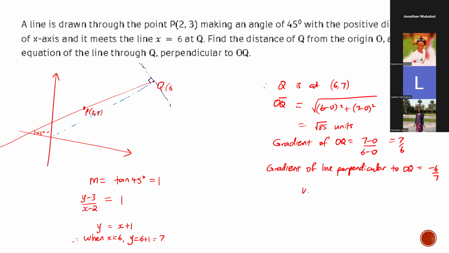So again, we can use (y minus y naught) over (x minus x naught) to give us the equation of this line. If we do that, this simplifies to 7y minus 49 is equal to minus 6x plus 36. So 6x plus 7y is equal to 85. You could leave it like this. You could decide to make y the subject. You could bring the 85 to the left. It doesn't matter really, but that would be your final answer.